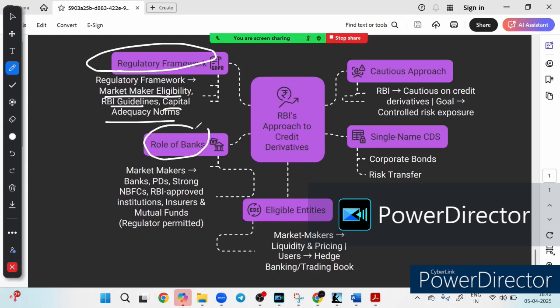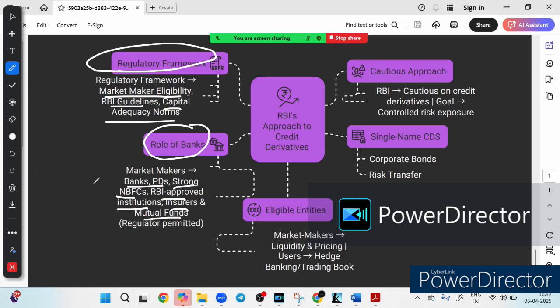And what is the role of banks here? Friends, banks and financial institutions play a key role in credit derivatives, but not just any bank can participate. See who can participate. Banks and primary dealers can participate. A strong NBFC, a non-banking financial company approved by the RBI, can participate. And insurers and mutual funds, right? Only if permitted by the regulator. If the regulator permits them, then they can participate, right?